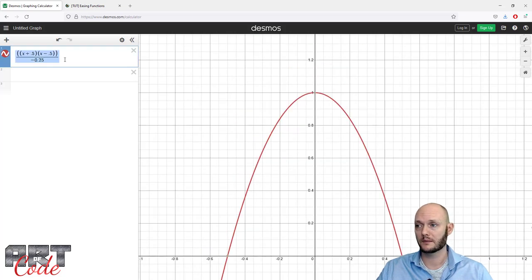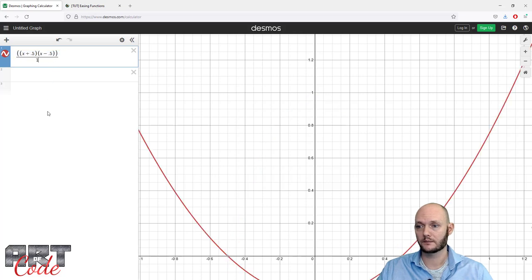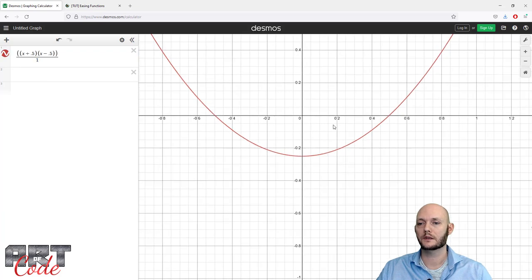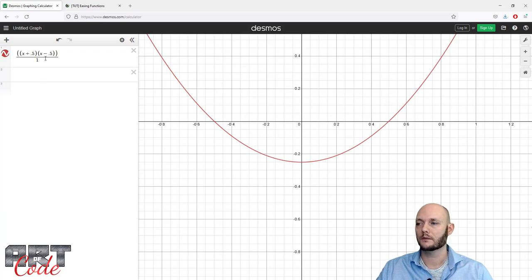And why is it by minus 0.25? Because, let me just divide it by 1. Because that's the lowest point. So we have to divide it by the highest or the lowest point. And so how do we do that? Well, what we can do is we can take the center, like right in between the start and the end point, and divide it by that, right?